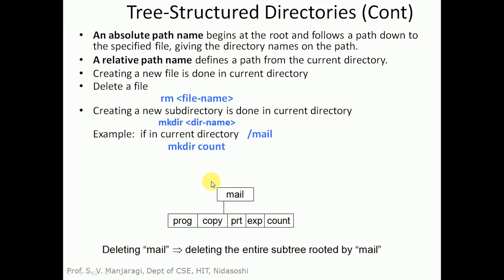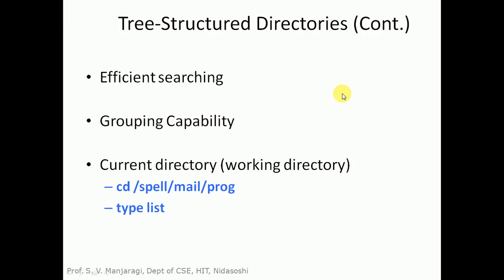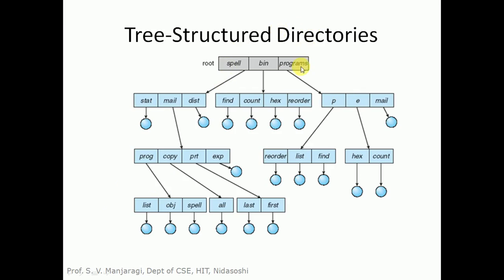A path name can be either an absolute path name or a relative path name. The absolute path name always begins at the root and follows a path down to the specified file, giving the directory names on the path. For example, we begin with the root node, which in Unix is indicated by /, then you will have spell/mail/prt/first. So this is an absolute path name.